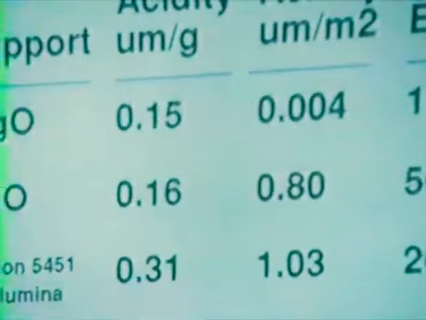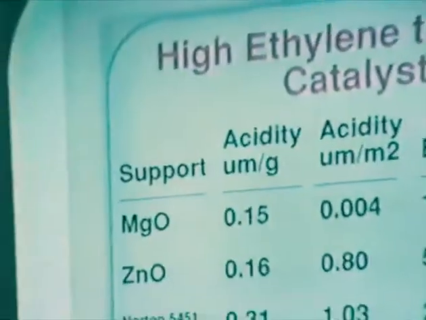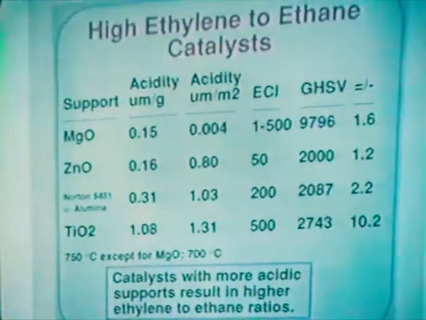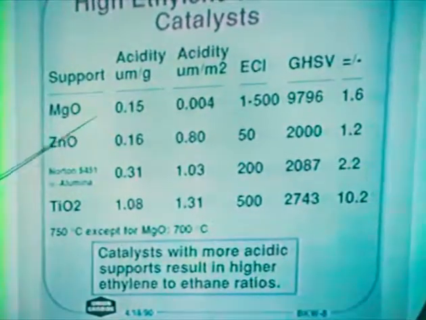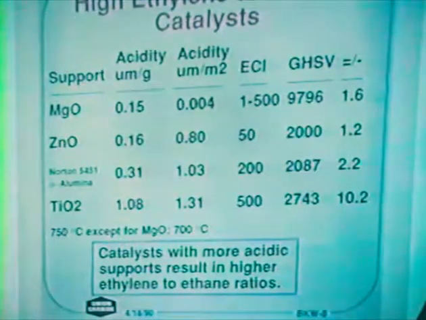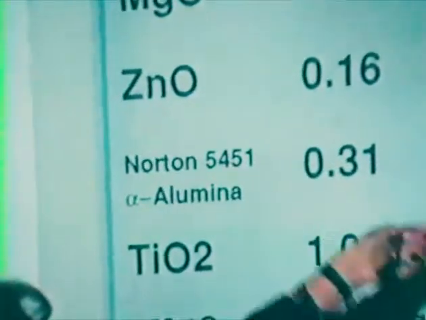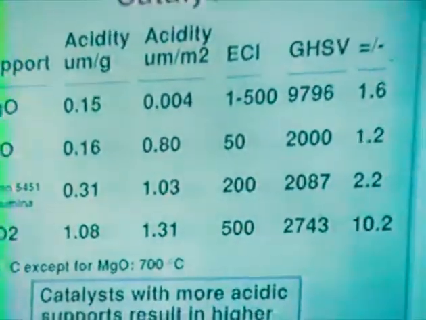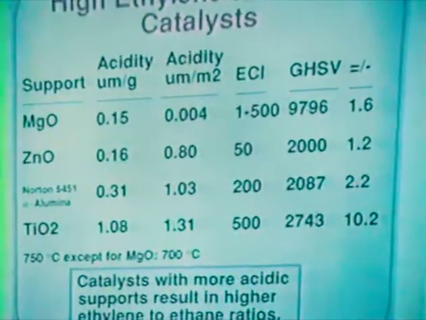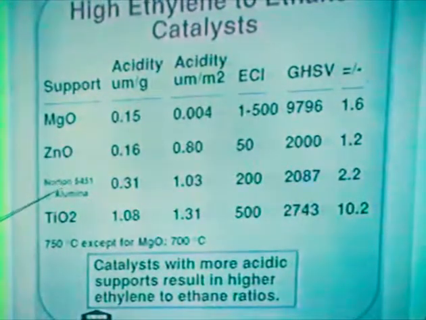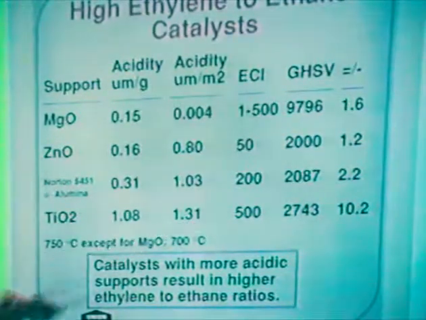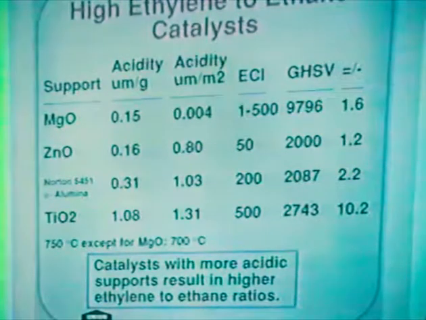If you use a basic support, magnesium oxide, zinc oxide, and the acidities were measured by irreversible ammonia absorption, what you see is under all conditions, and we tested many conditions including lower space velocities, at temperatures below 760 degrees, and we ran almost everything at 750 and below, the ethylene to ethane ratio, which I've abbreviated over here by the equal sign over the dash, is 1.6. We never obtained a lined out catalyst on a basic catalyst with higher ethylene to ethane ratios than 2. With Norton 5451 aluminum, which is not particularly acidic, but not particularly basic, we can get ratios of over 2. Titanium, after running for 90 or 100 hours, your ethylene to ethane ratio is 10. So with the basic supports, we never got high ethylene to ethane ratios.